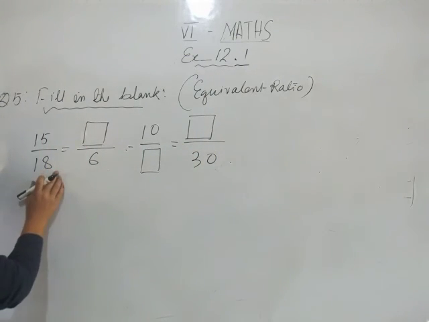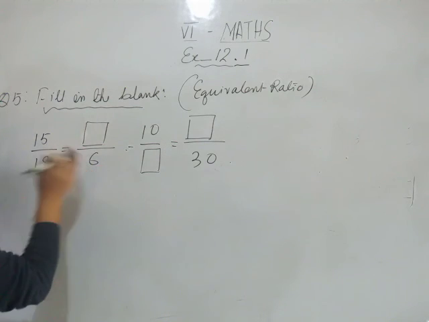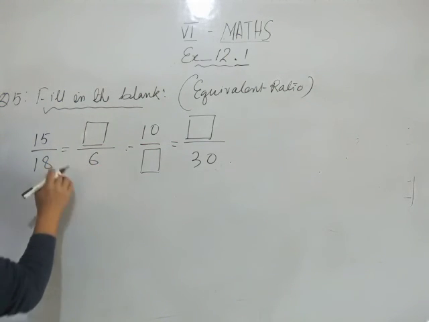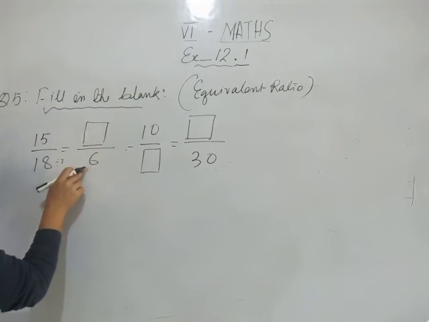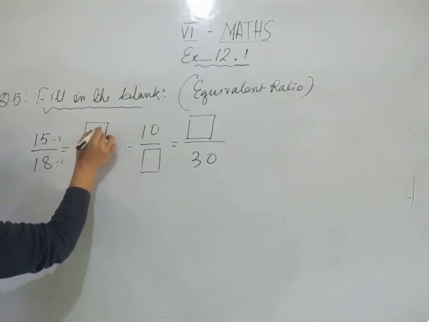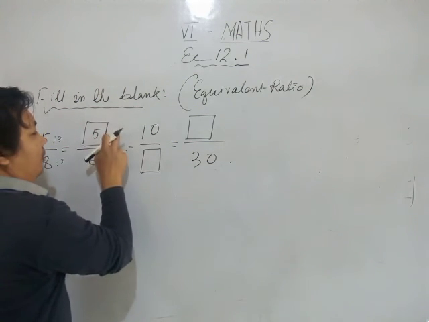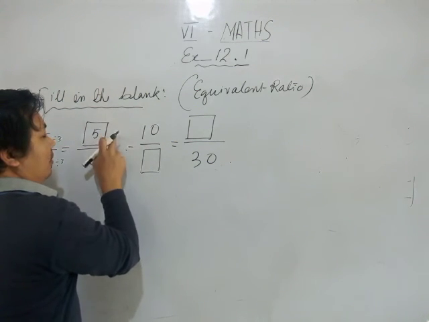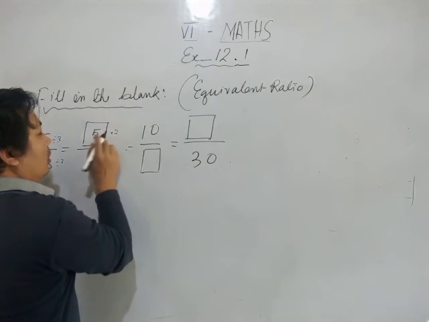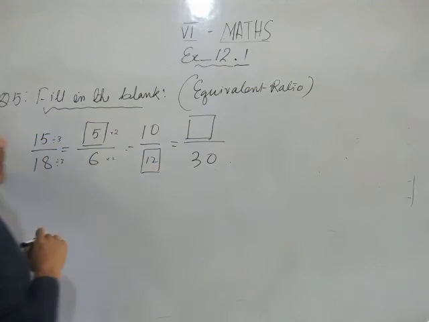By what number should we divide 18 to get 6? Yes, that is 3. 3 6s are 18. Here also we must divide by 3, and then we get 5. Now by multiplying some number you get 10 here. What is that number? It is 2. 2 5s are 10, and here also 2 6s are 12. You must get 12 here. Got it?